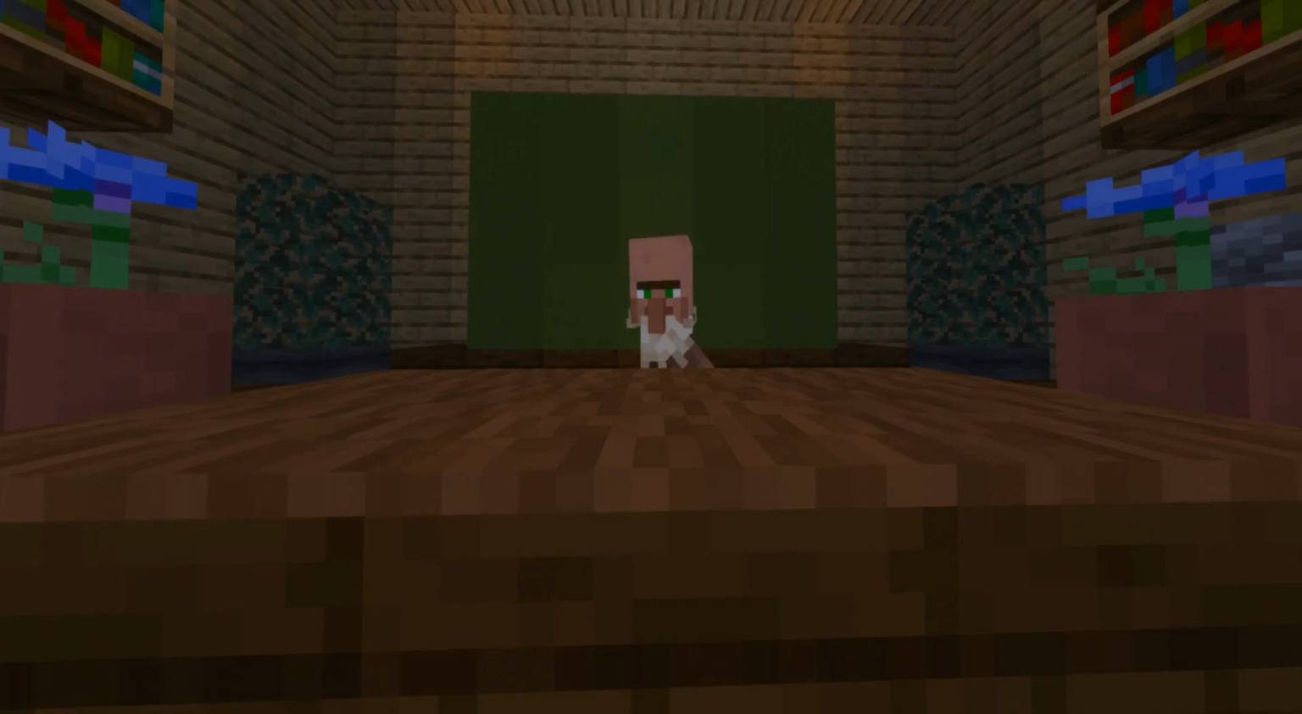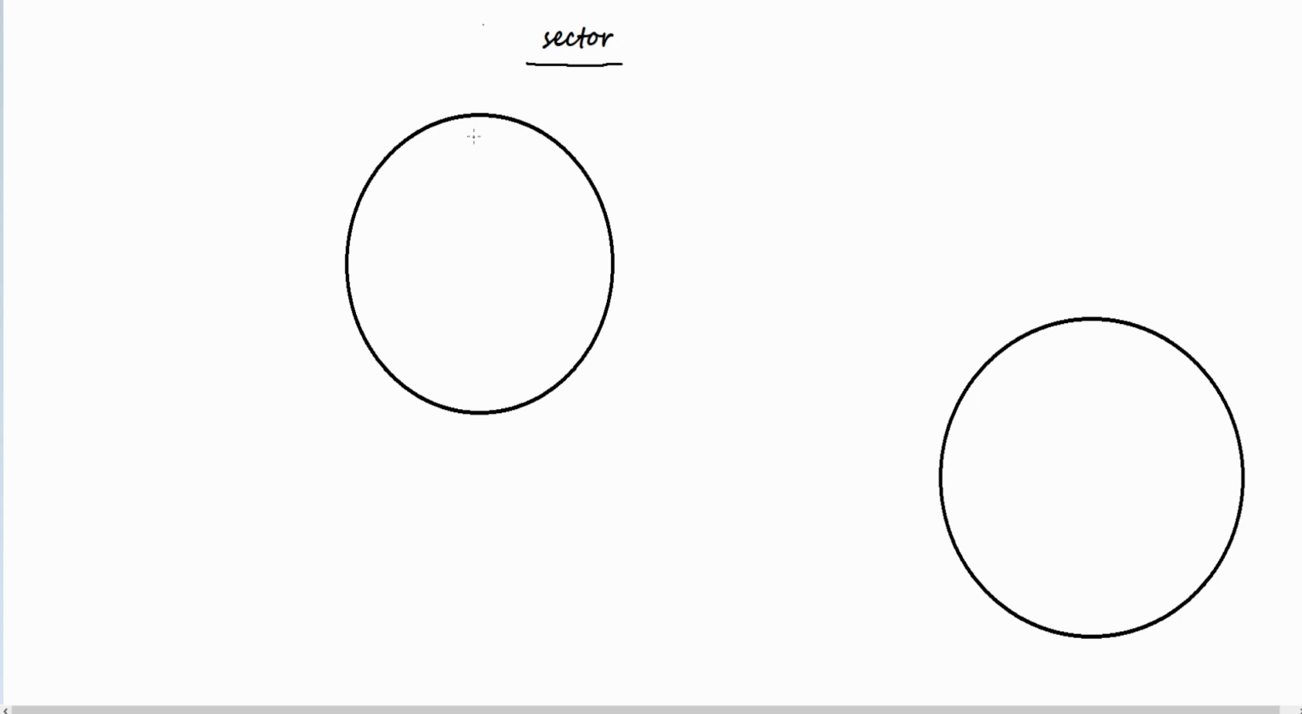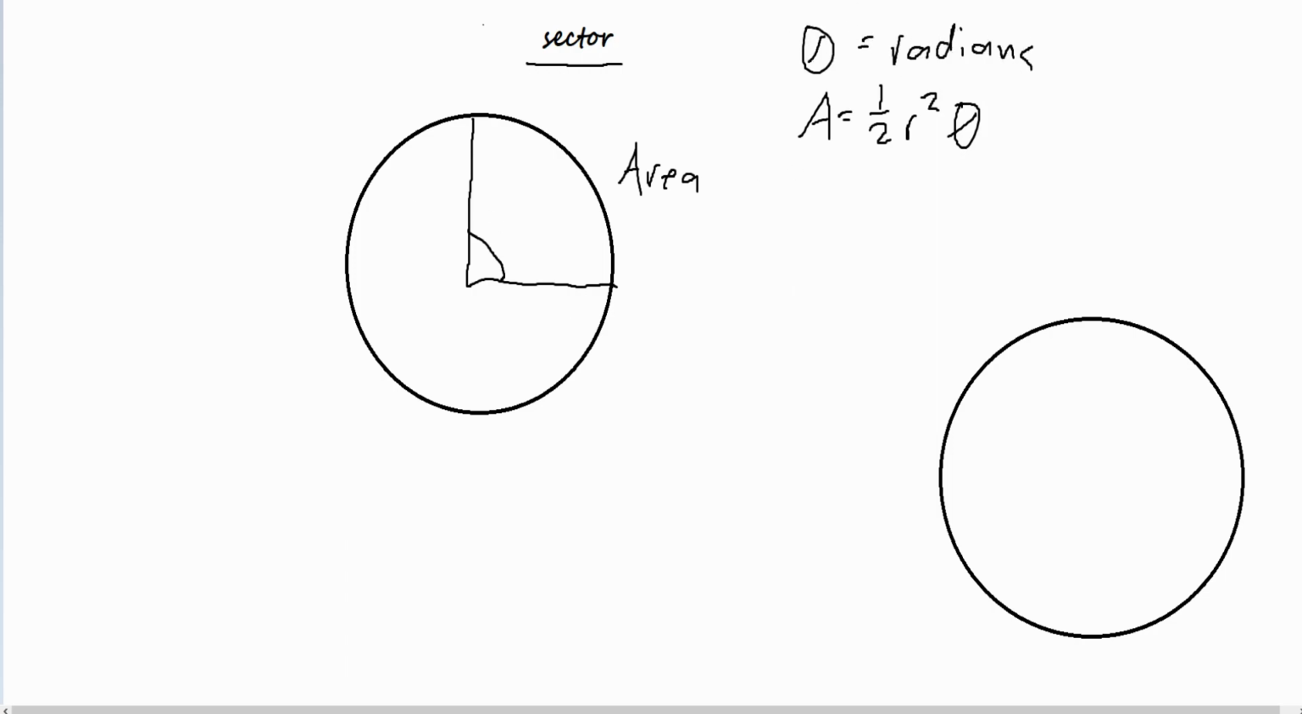Our next topic today is sectors. A sector of a circle is an area of a circle enclosed by 2 radii and the arc between those 2 radii. The larger the angle in the sector, the bigger the sector will be. In order to determine the size of the sector, or the area of the sector, we use the equation A, area, equals 1/2 radius squared times theta. And theta in this sense refers to the angle measured. But remember, theta is always in radians, so be careful of that.